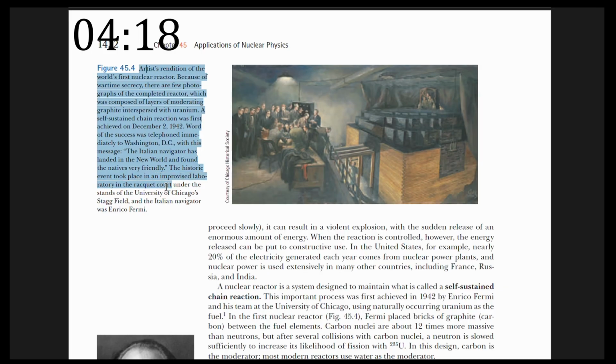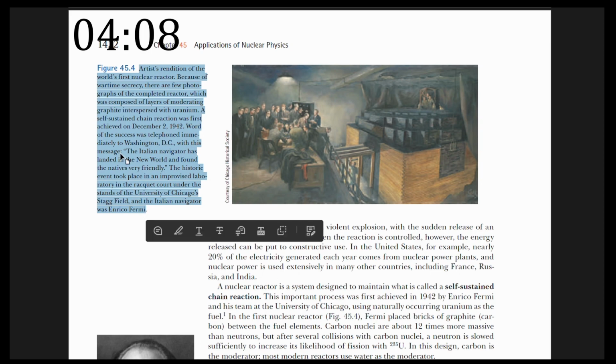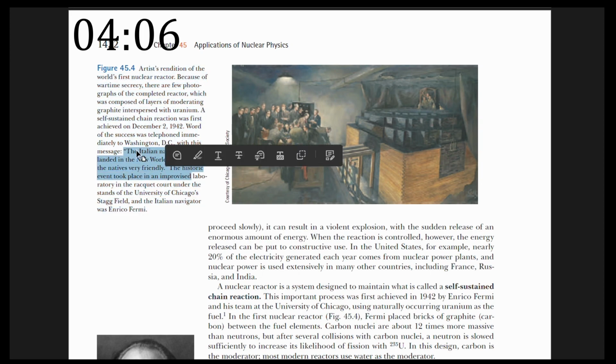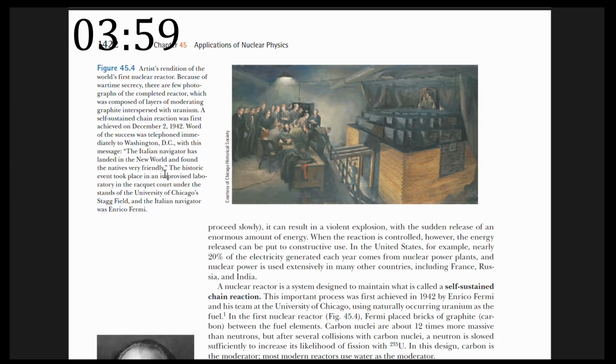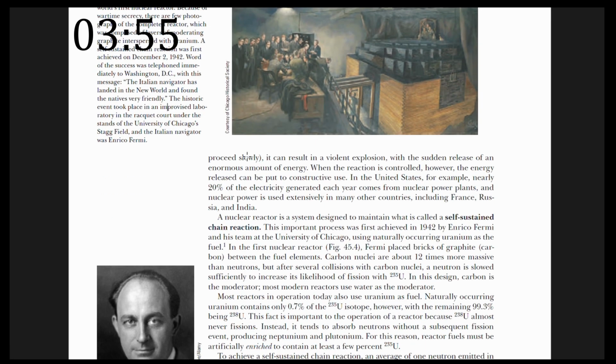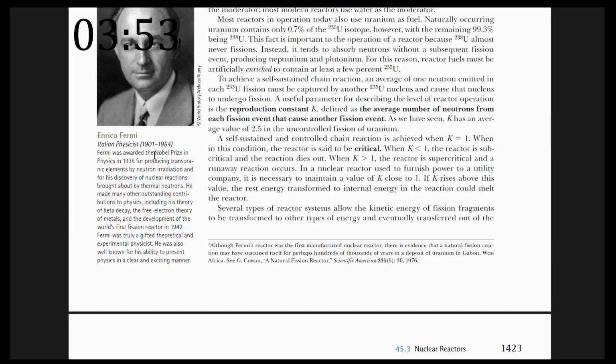The historic event took place in an improvised laboratory in the racquet court under the stands of University of Chicago Stagg Field, and the Italian navigator was Enrico Fermi. This is so cool, bro. This sentence right here: the Italian navigator has landed in the New World. So I guess they're talking about this in the New World and found the natives very friendly. This is so eerie, bro. World War II. Anyway, we're gonna zoom through. I could probably read about that for hours.